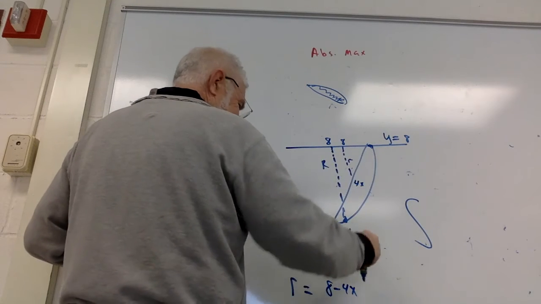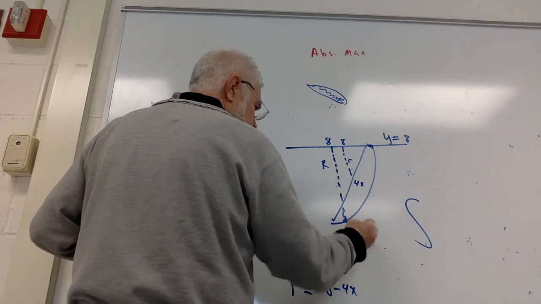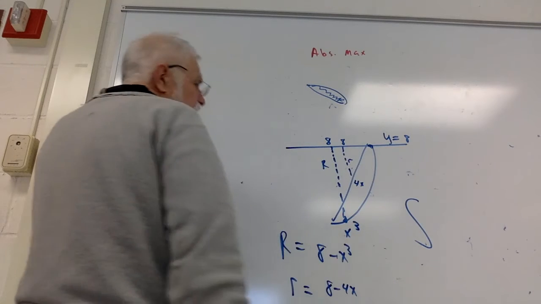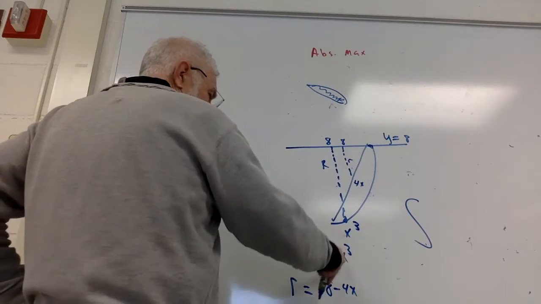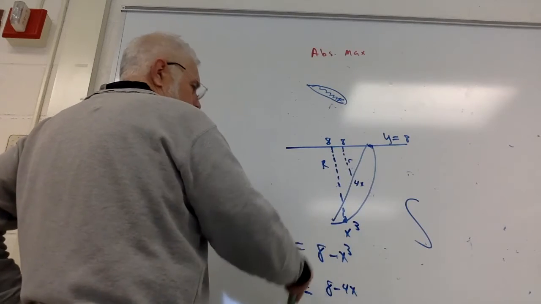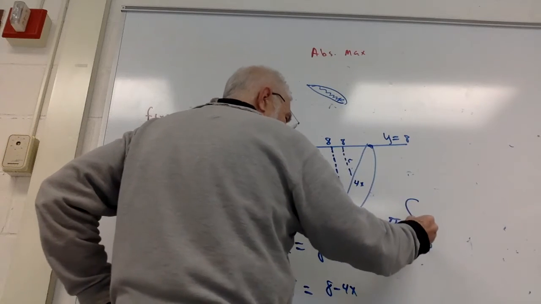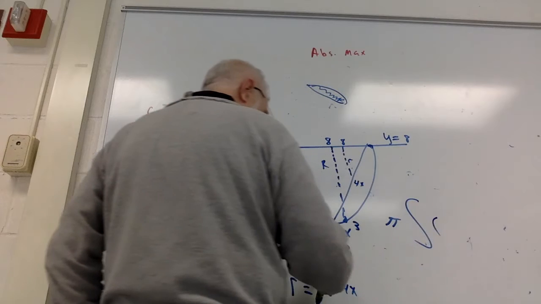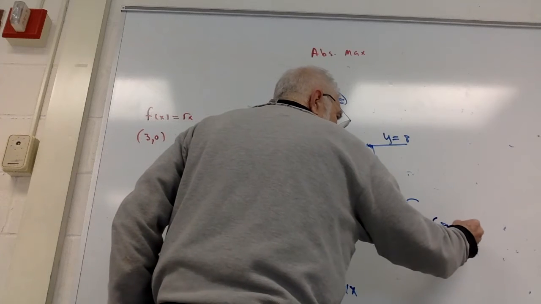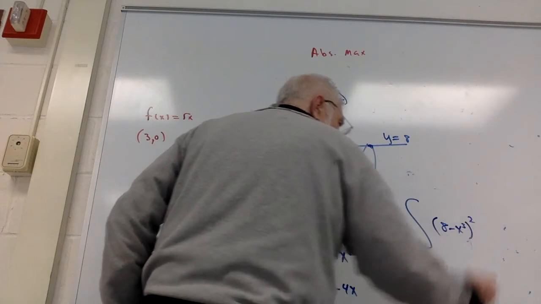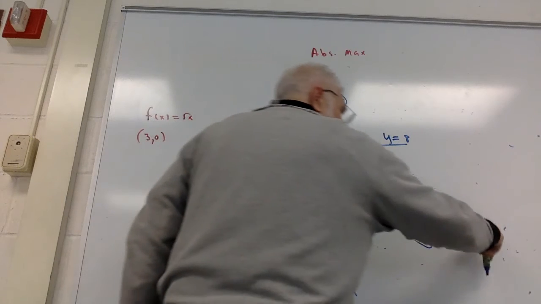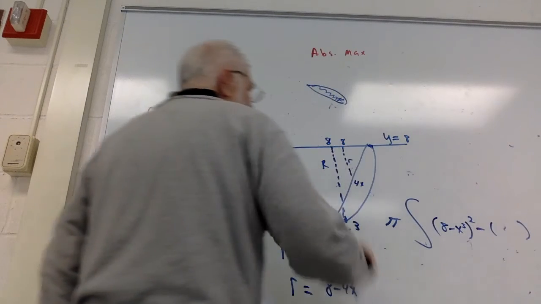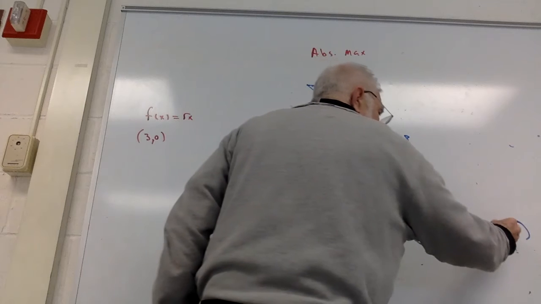I did this again. It's x cubed, excuse me, x cubed, right? So it looked like a parabola to me from there. So that is my big R. And so I know I got a pi big R squared, which in this case is 8 minus x cubed squared. That's my big R. Pi little r squared was 8 minus 4x.